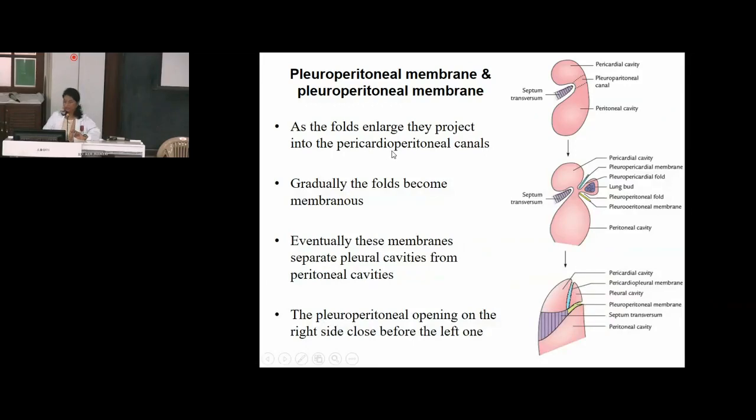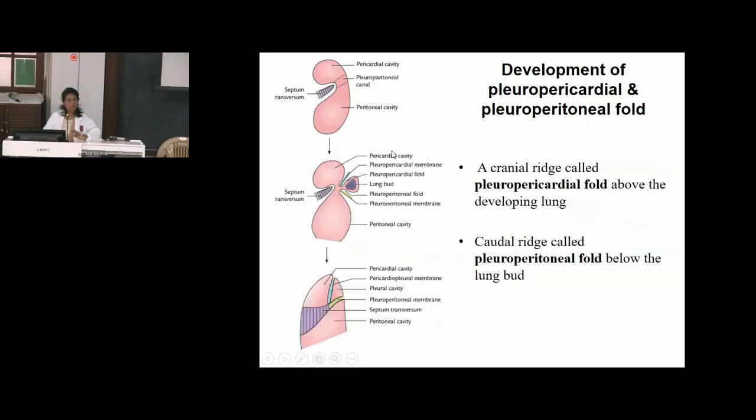See here. This is the lung bud. This is the pleuroperitoneal canal. So in the pleuroperitoneal canal, two folds are formed above the lung. As the lung is growing and enlarging, due to that there is the formation of these folds. Towards the upper part, we are getting the pleuropericardial fold, and towards the lower side, we are getting the pleuroperitoneal fold. Now these folds are thickening and form the membranes.